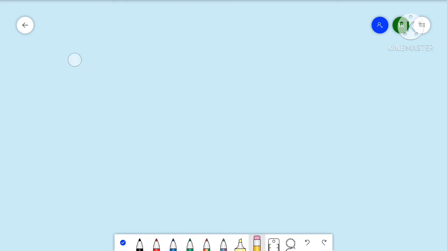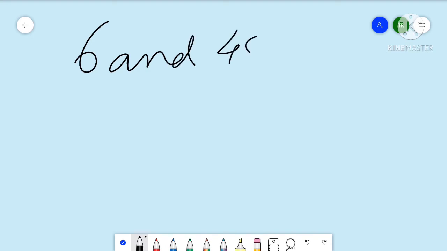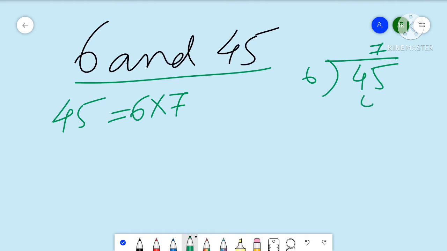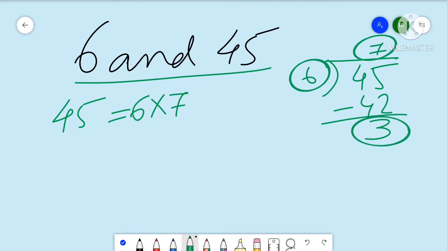Suppose we want to find the HCF between 6 and let us say 45. So what will be the HCF of 6 and 45? Let's try and find this out. Again, the larger number is 45, so we will express 45 in terms of 6. 6 into 7 is 42, right? Suppose we divide 45 by 6. So 6 sevens are 42 and we get 3. This is the divisor, this is the quotient, and this is the remainder. So we write 45 equals 6 into 7 plus 3, since 3 is the remainder.